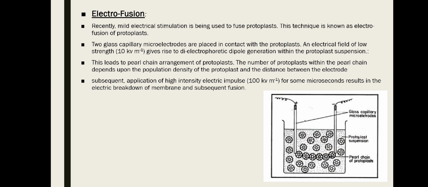In this method, two glass capillary microelectrodes are placed in the protoplast suspension. An electrical field of low strength of about 10 kV gives rise to electrophoretic dipole generation within the protoplast suspension. This leads to a pearl chain arrangement of protoplasts. The number of protoplasts within the pearl chain depends upon the population density of the protoplasts and the distance between the electrodes. Subsequent application of a high-intensity electric impulse of 100 kV for some microseconds results in the electric breakdown of the membrane and subsequent fusion.